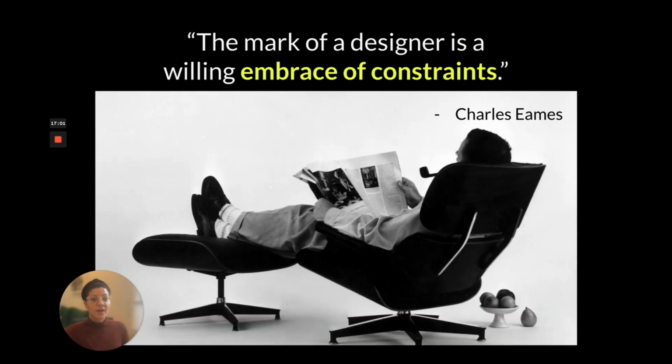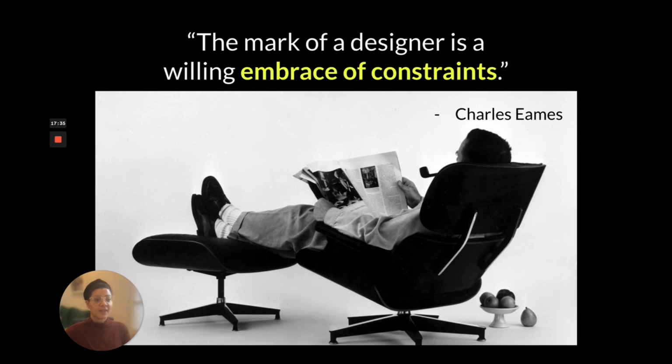To close, I want to share another quote from a different chair designer, Charles Ames, who said the mark of a designer is a willing embrace of constraints, and that without constraints, design cannot happen. The best design, a precision medical device or an emergency shelter for disaster victims, is often carried out within quite severe constraints. So in order to design for equity in diabetes healthcare services and technology, we must acknowledge and grapple with the systemic constraints that are impacting outcomes.